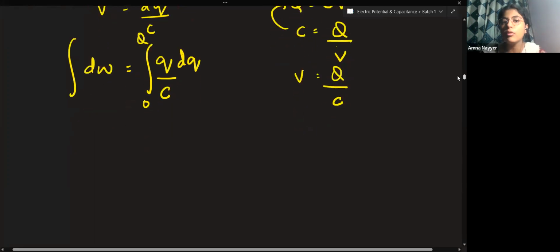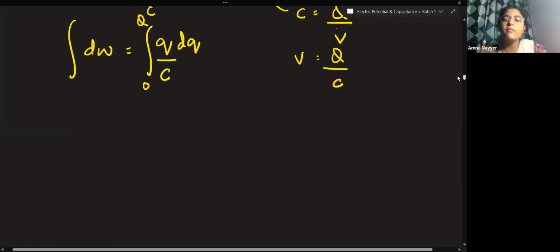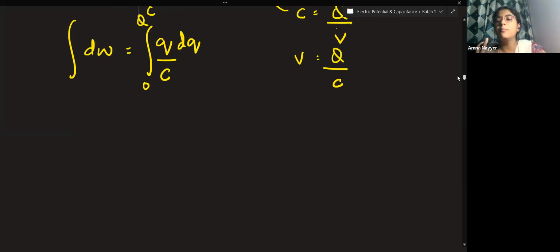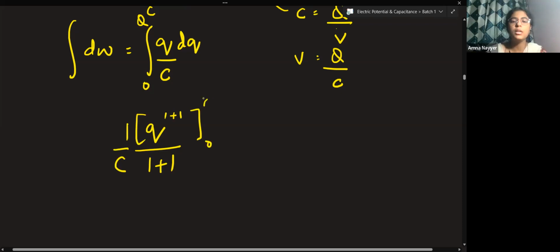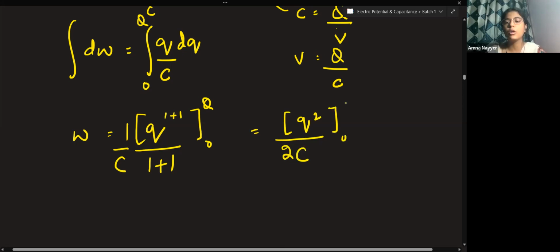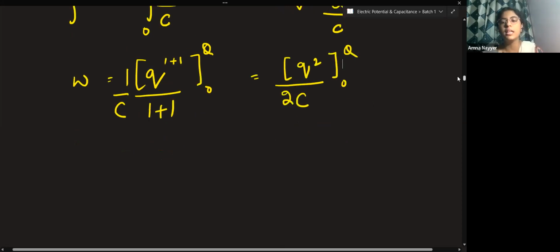Now, according to the rules of integration, x to the power n becomes x to the power n plus 1. Q has the power 1, so it will become 1 plus 1, and whatever the new power is comes in the denominator. And then you have 1 by C as well, and the limits are from 0 to capital Q. The total integral of work done will give you the complete work done. So this becomes Q square, this becomes 2, this becomes capacitance C, with the charges from 0 to capital Q. This is the value of it.